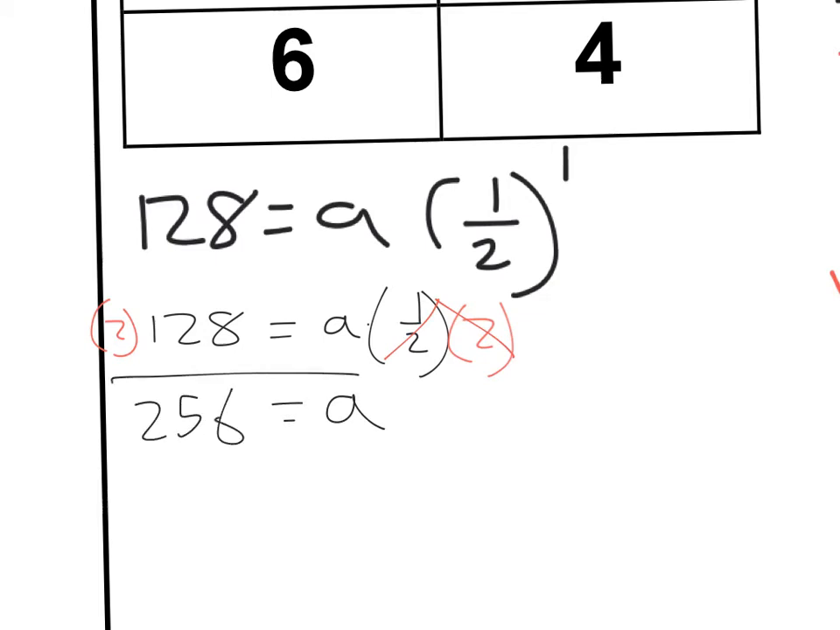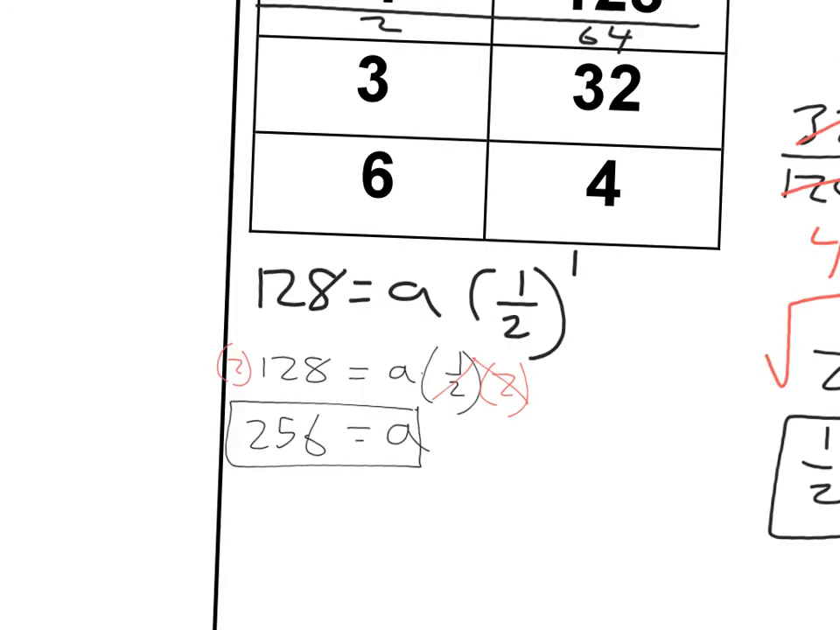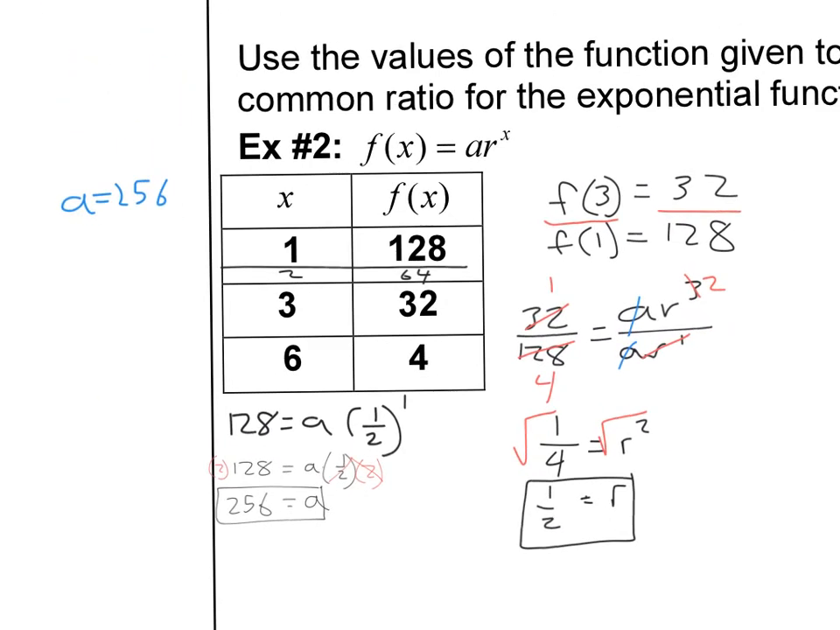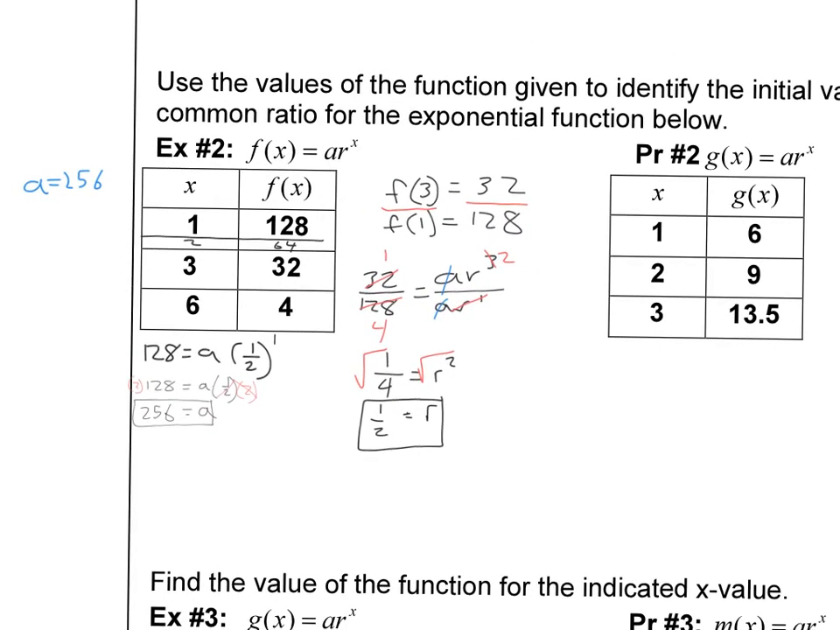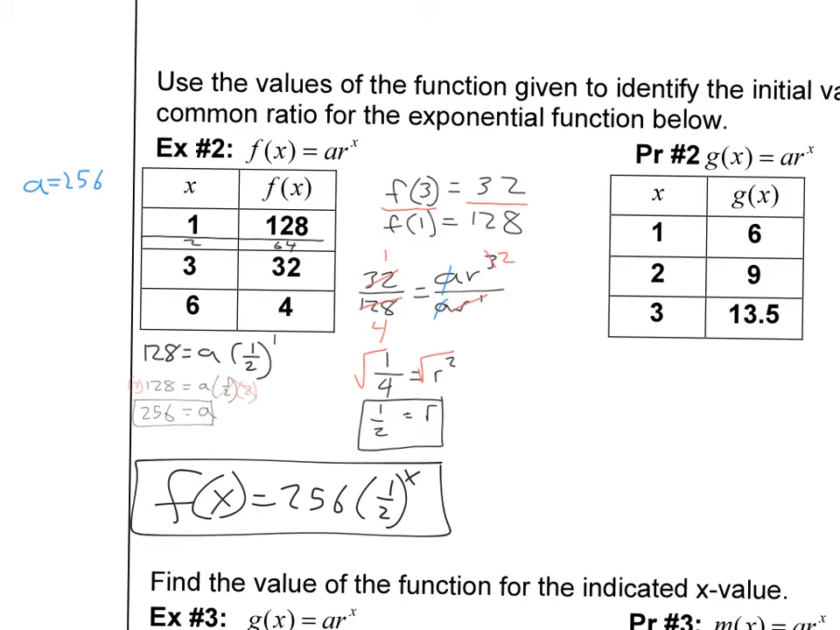And sure enough, look, I solved using algebra for the same thing that I got just using some kind of reasoning of understanding what an exponential function does, what the common ratio means. So we got 256. So we got all the parts. We can now write the function. We could say, hey, f of x equals 256 times 1/2 to the power of x. There's the actual whole function there.